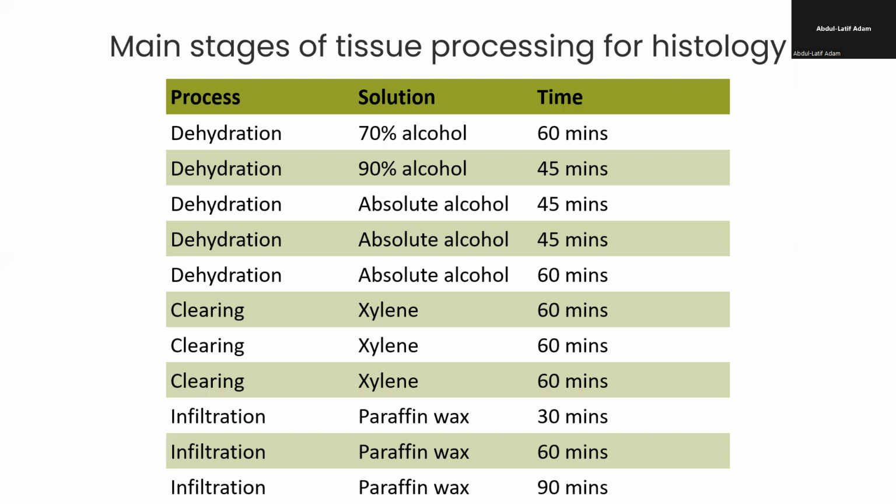Then after that, you introduce the molten paraffin wax, okay, for the infiltration. So you put in the molten paraffin wax. You can have 2 or more changes, okay, so that the paraffin wax can really enter the tissue to infiltrate, to fill in the spaces that have been created.